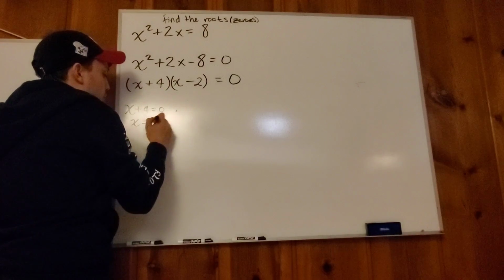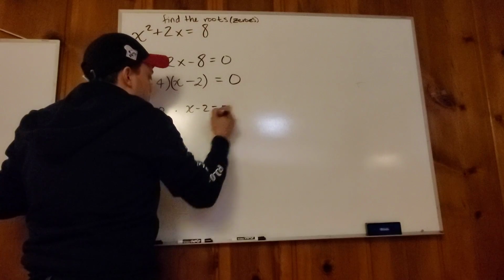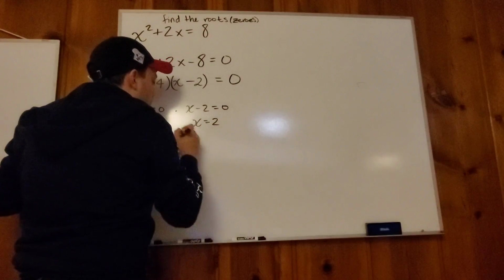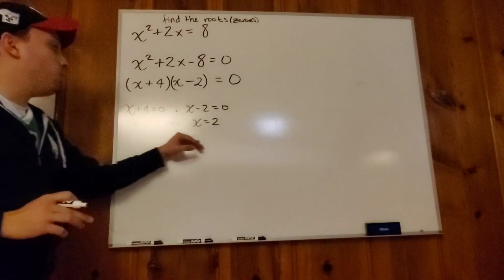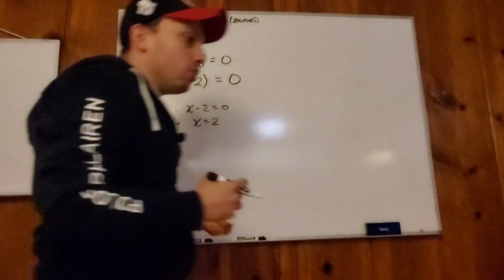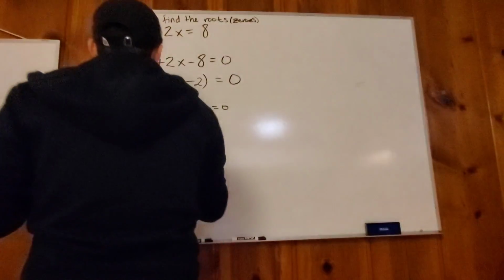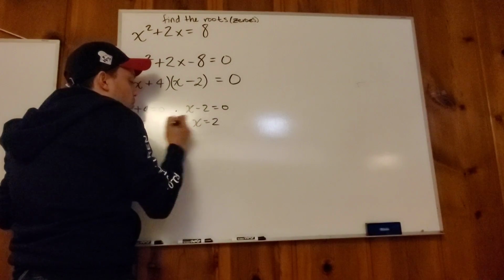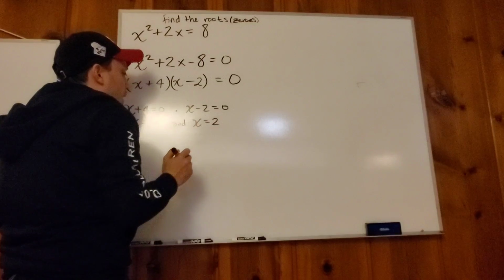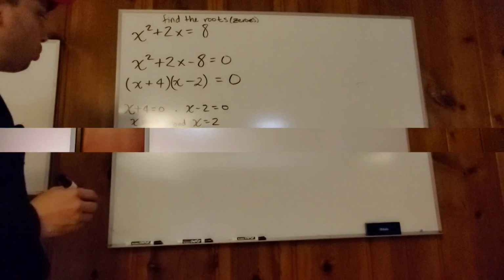So x is going to be either negative 4 or x could also be positive 2. And so the zeros are x equals negative 4 or x equals 2. And those are the two zeros. Sorry, your book doesn't say or, it says and. So the roots are x equals negative 4 and x equals 2. And that would be the first part of example 2.